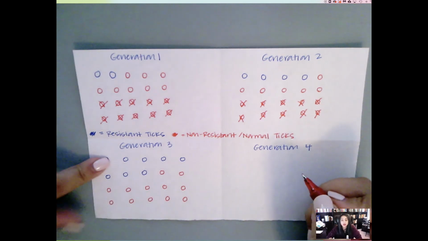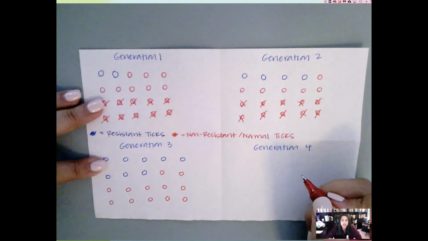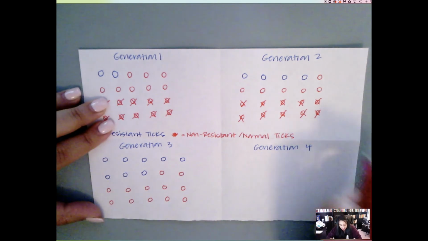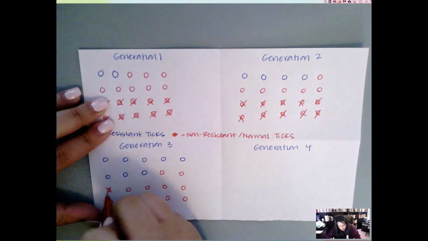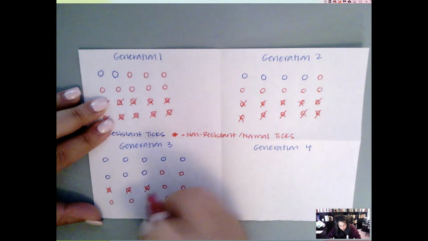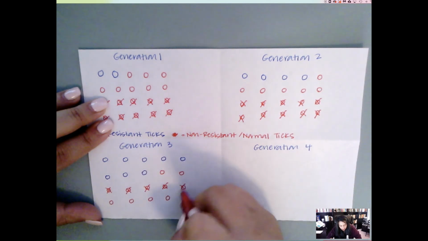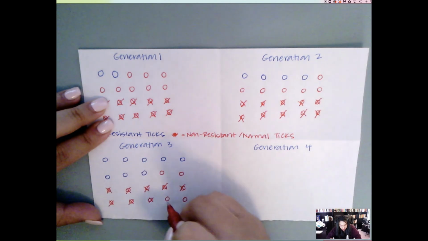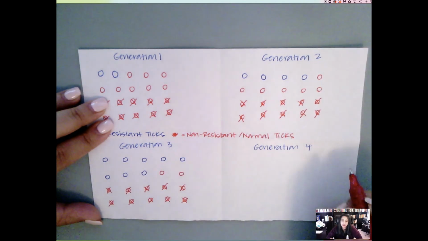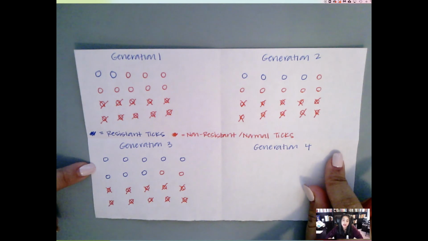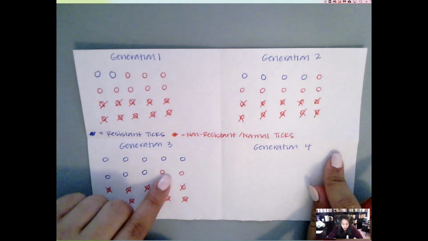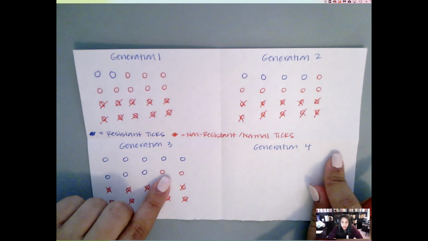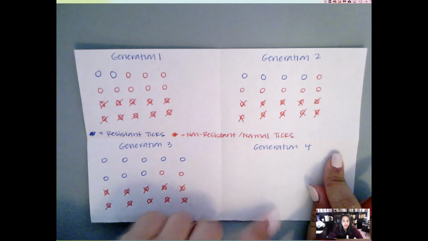Again, generation 3 was now exposed to permethrin, and it's again going to kill off 10 of the non-resistant ticks. So we're going to go ahead and cross out 10 of these. So 1, 2, 3, 4, 5, 6, 7, 8, 9, and 10. We again have 10 survivors, but this time 8 of them are resistant and only 2 of them are not resistant. So they are again going to double in generation 4.